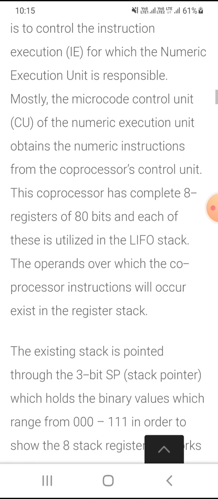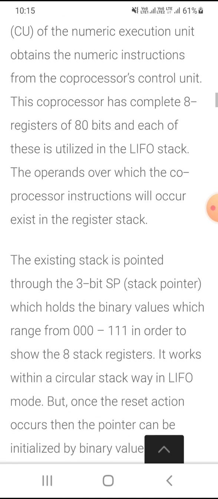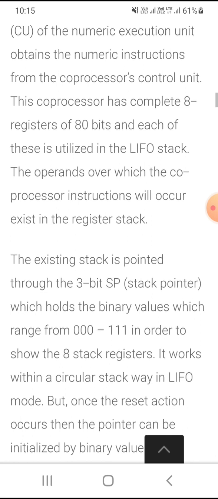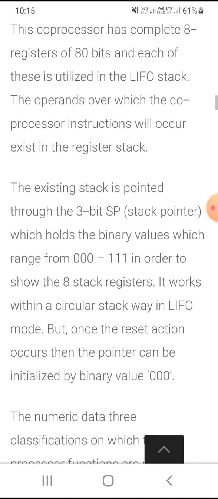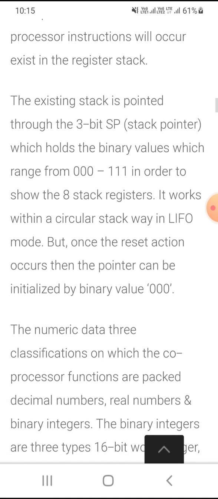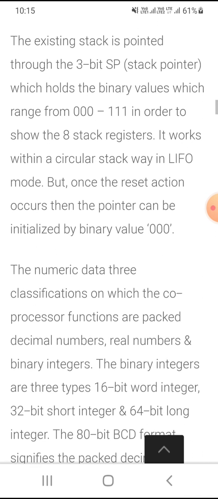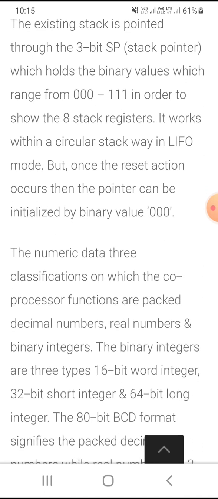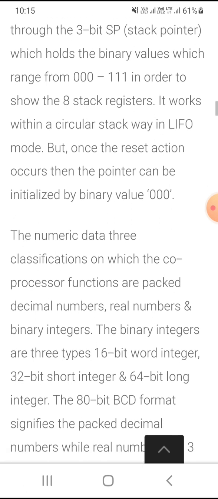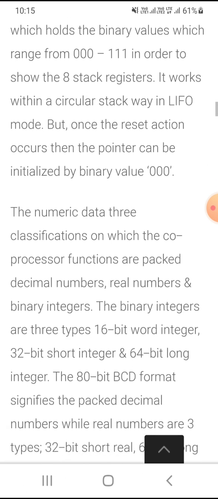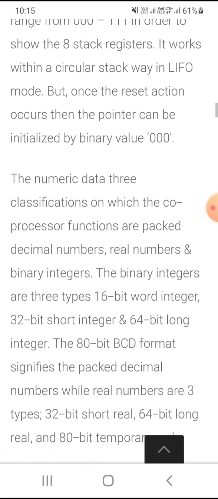This coprocessor has a total of eight registers of 80 bits each, utilized as a LIFO stack. This takes the operands over which the coprocessor instruction will operate, which exist in the register stack. The stack is pointed to through a 3-bit stack pointer which holds a binary value ranging from 000 to 111 in order to show the 8 stack registers. It works as a circular stack in LIFO mode. But once the reset action occurs, the pointer is initialized to the binary value 000.